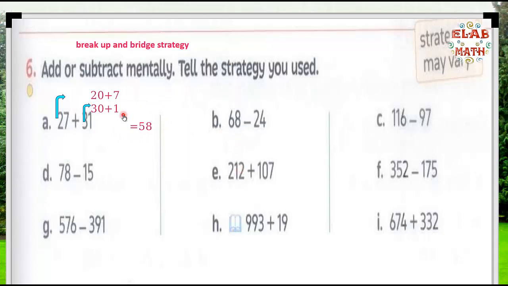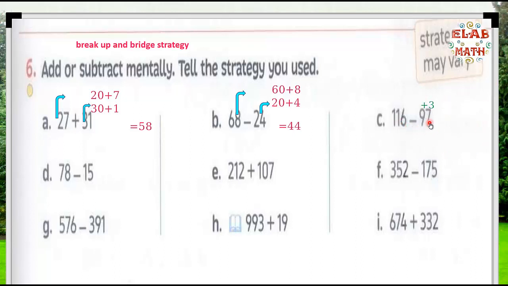Next one, we will use the same strategy. And I have here 68, it will be 60 plus 8, and 24 will be 20 plus 4. Subtract 8 minus 4 is 4, 60 minus 20 equals 40, so the answer, or the difference, is 44. Here we can use a compensation strategy.